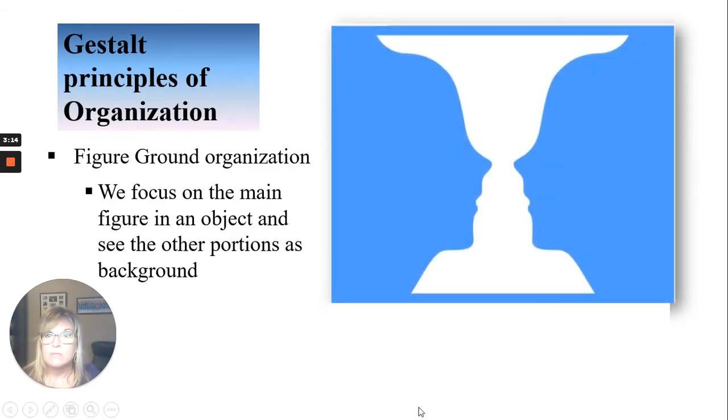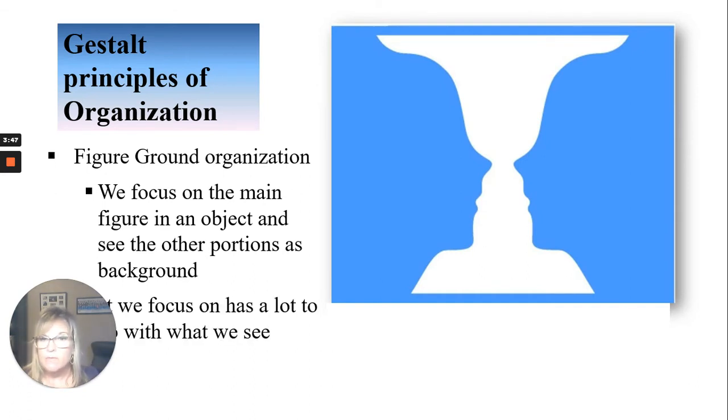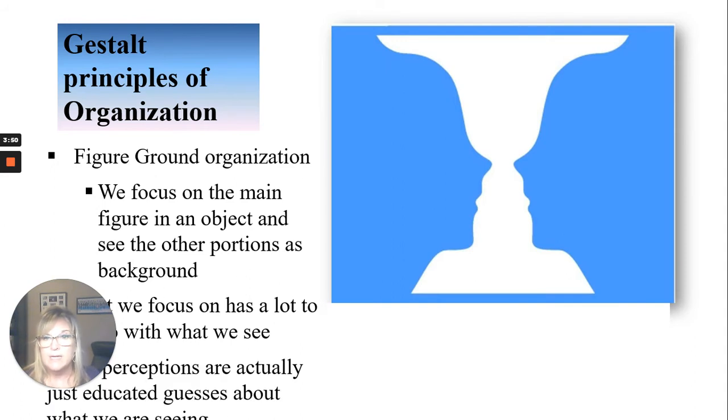So Gestalt is a movement in psychology that really studied a lot about perception in the 1950s and 60s. And one of the bigger things that they talked about was figure-ground organization, that we tend to focus on one major object in a picture, and then we see the other parts of that picture as background. So when we're looking at this picture here, if you look at the white portion of this picture, you see a weird looking vase. If you look at the blue portion of this picture, you see two figures, two women, it looks like to me. So what we focus on has a lot to do with what we see.